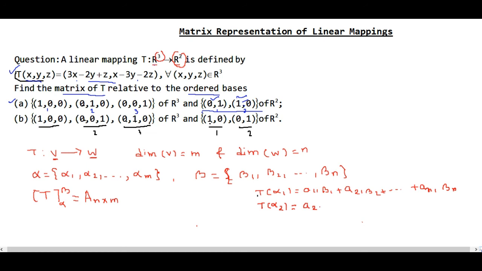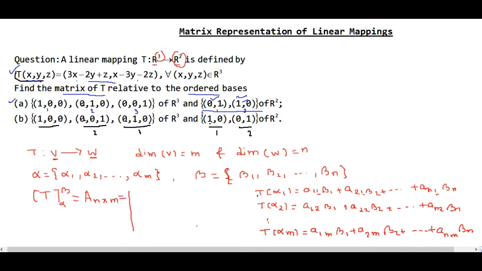Next, we are going to express T of alpha 2 as a combination of the vectors. So not a21 exactly, we write a12. Here we had 1 in each coefficient, so now we have 2. So T of alpha 2 is a12 beta 1 plus a22 beta 2, up to an2 beta n. And in this way, T of alpha m can be written as a1m beta 1 plus a2m beta 2, and so on, up to anm beta n.